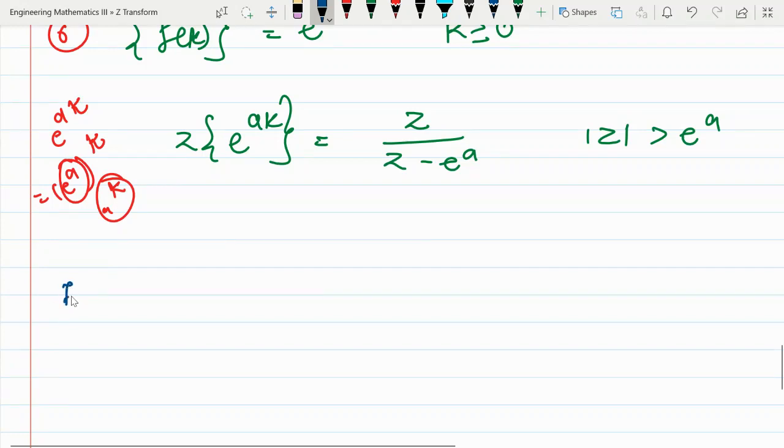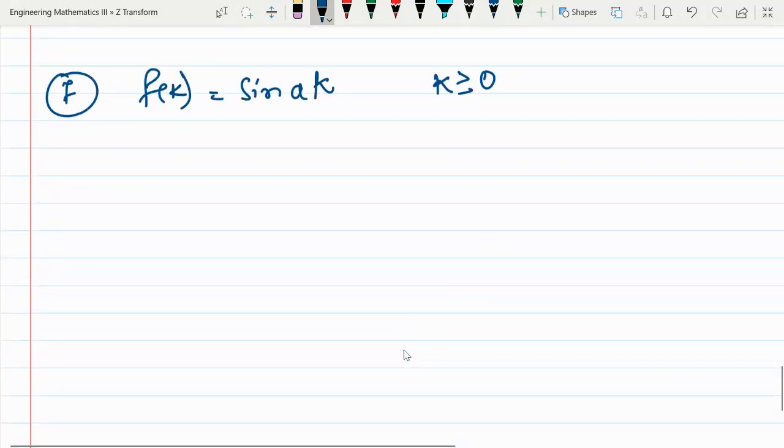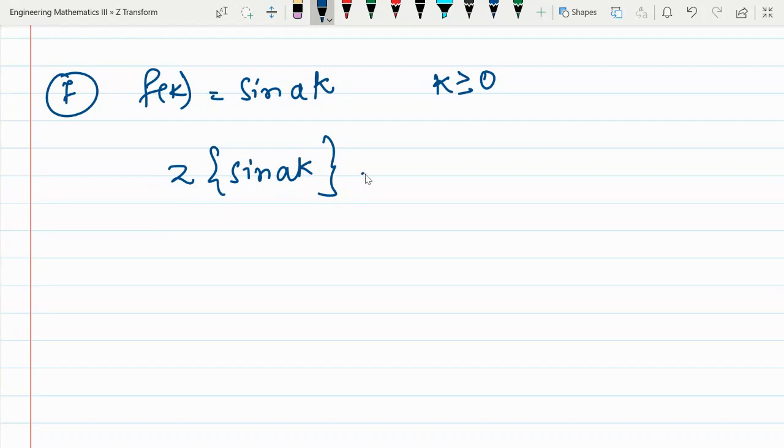Now let us come to the next. This is very important. What happens if my fk is like this? See, fk is sine of ak for k greater than or equal to 0, a trigonometric function. Just apply the definition. The z transform of this sine of ak is equal to the z transform of, so we have the formula actually. What is that formula?